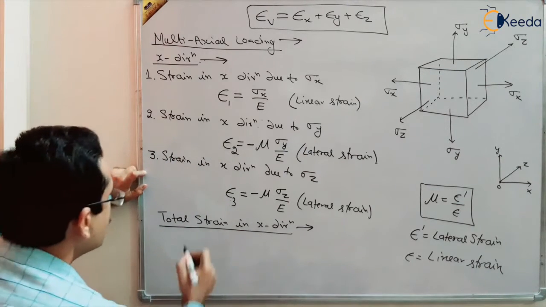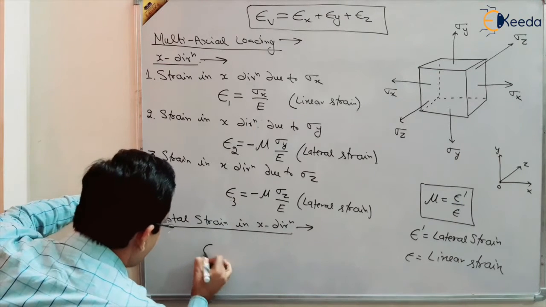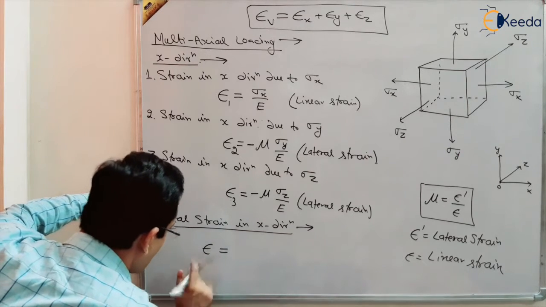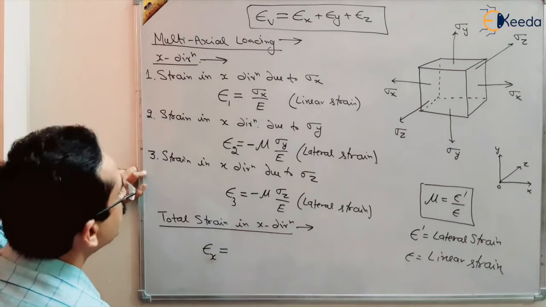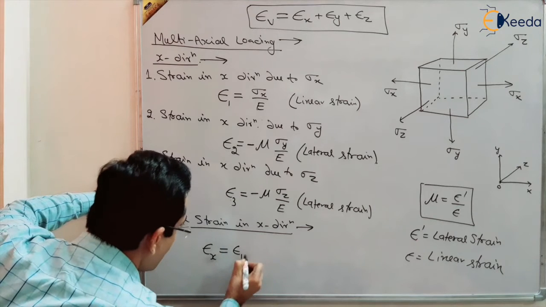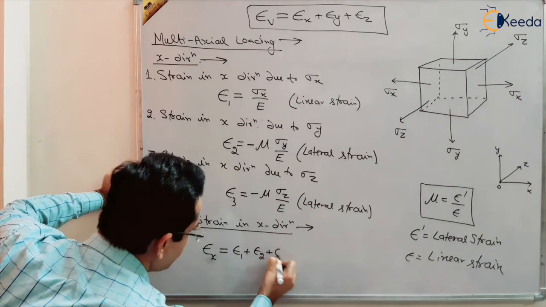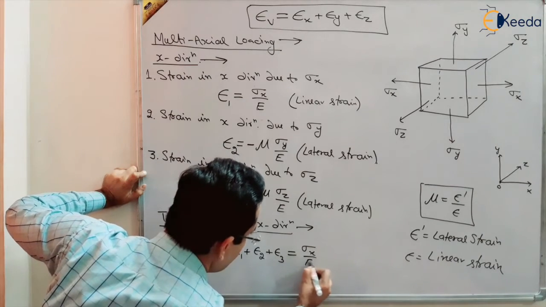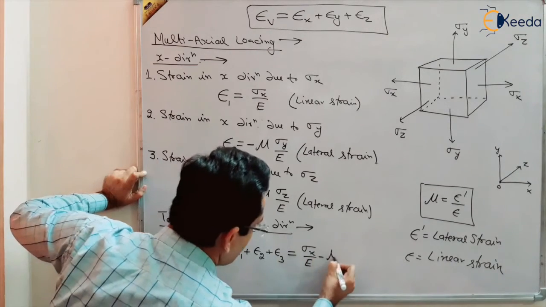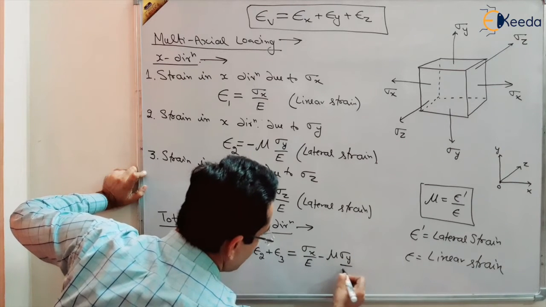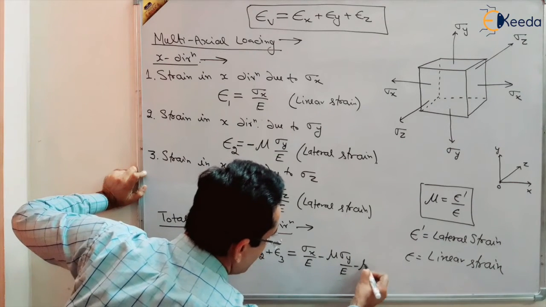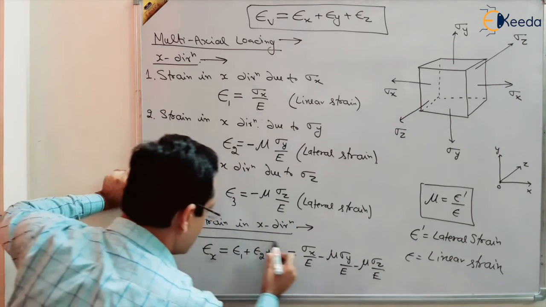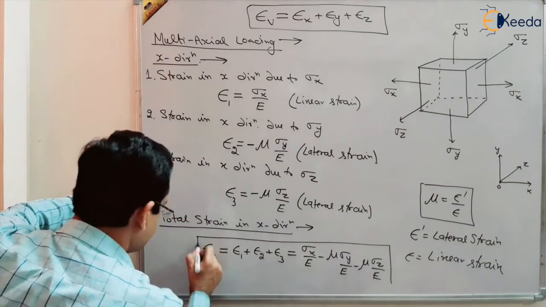So we will write the total strain in x direction, epsilon x, will be equal to epsilon 1 plus epsilon 2 plus epsilon 3. So that will be equal to sigma x upon E minus mu times sigma y upon E minus mu times sigma z upon E. So this is the strain in x direction.